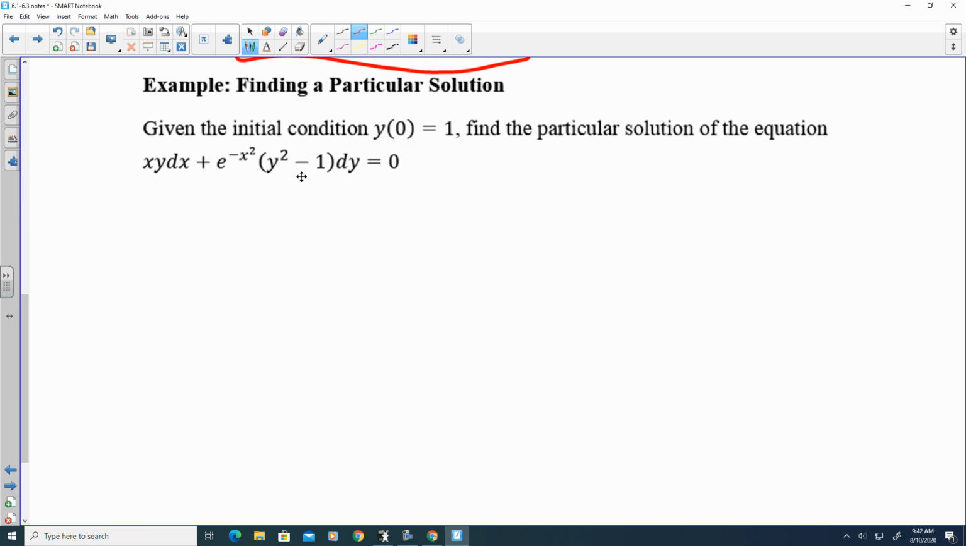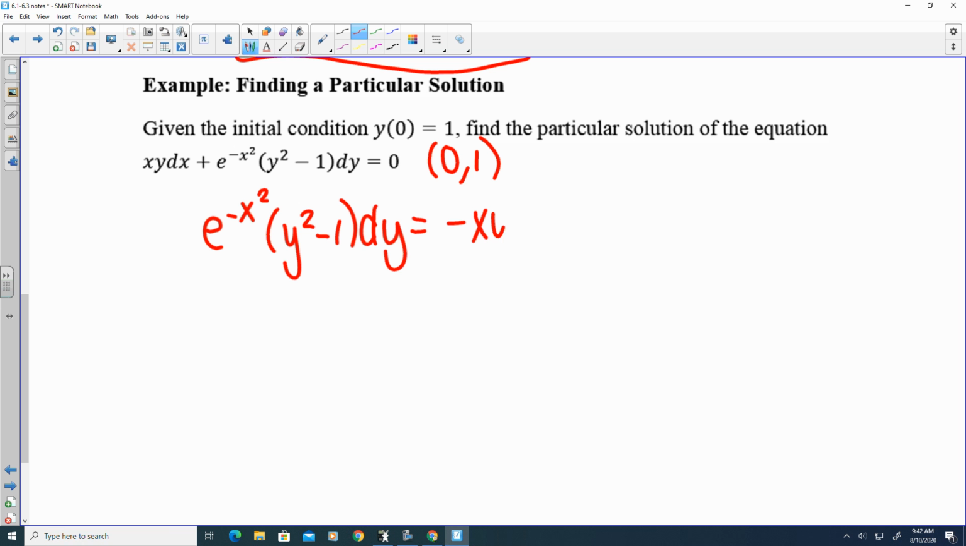Okay. Given the initial condition, 0, 1, find the particular solution of the equation, xy dx plus e to the negative x squared times y squared minus 1 dy equals 0. Same process, we want to get all of the dx's and x's on the right side, all of the y's and dy's on the left. So I'm going to start by just moving the xy dx over to the right with subtraction. And then I'm going to need to do the dividing. So I'm going to divide the y over to the left and divide the exponential to the right.